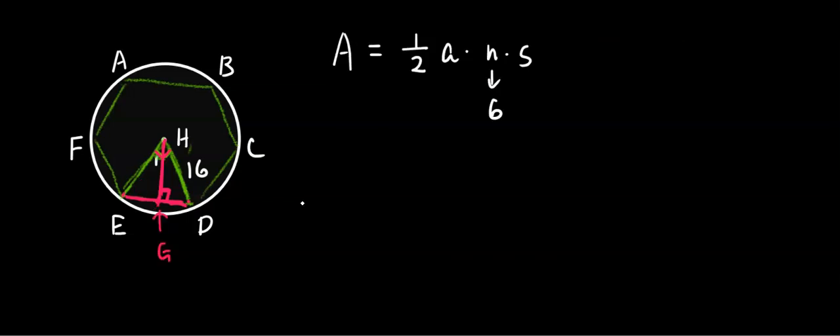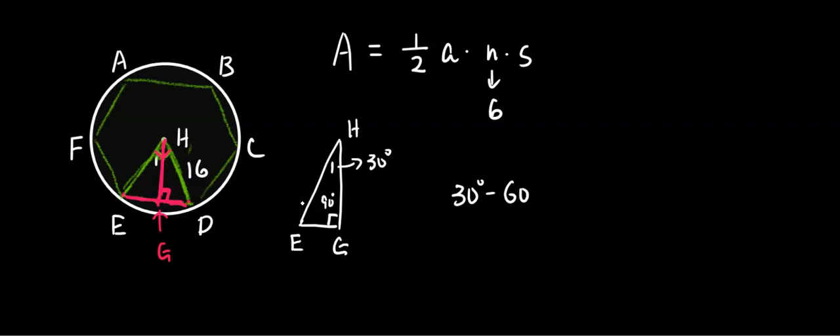Now we're going to pull out a little triangle. It's not drawn to scale, but you will see why we're doing this. This is 90 degrees, right? This is H, this is E, this is G. Remember earlier we found angle 1 is 30 degrees. Therefore, this little triangle we just pulled out is actually a 30-60-90 degree triangle.